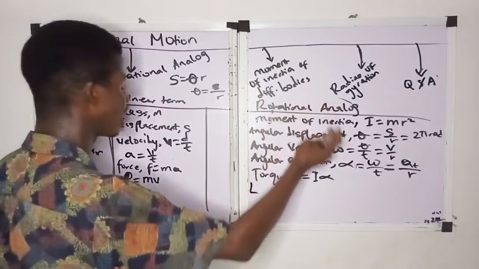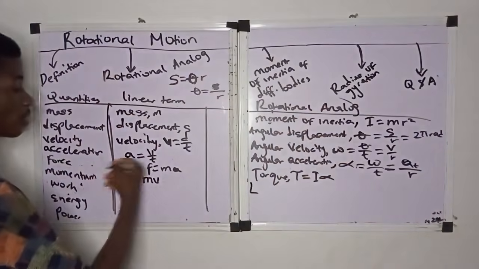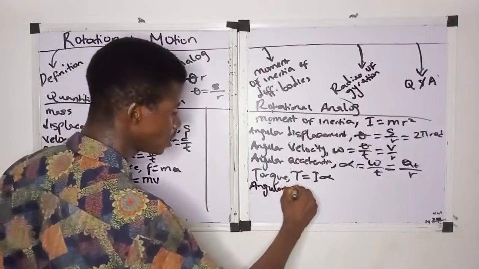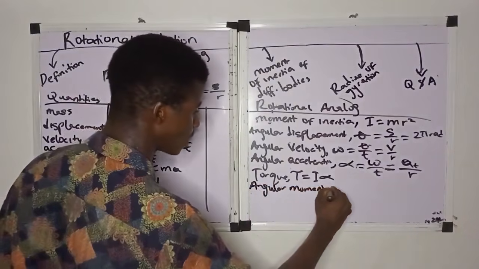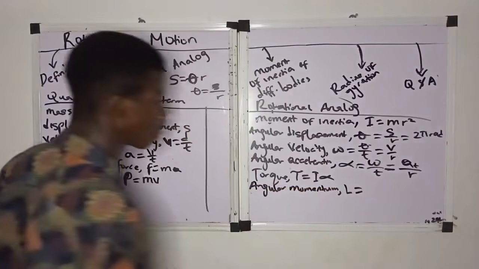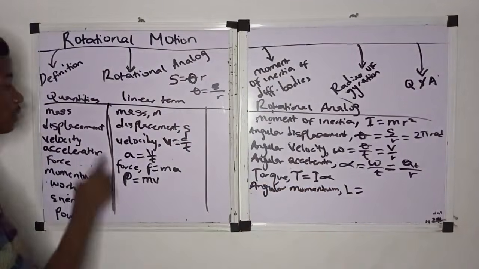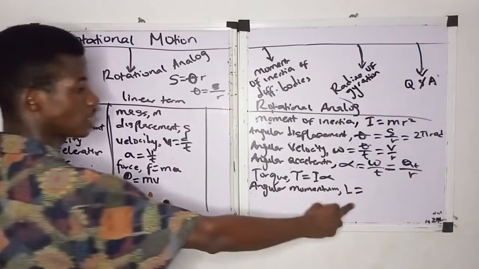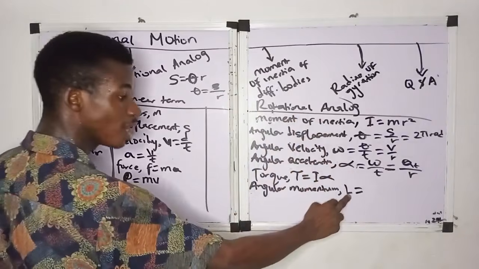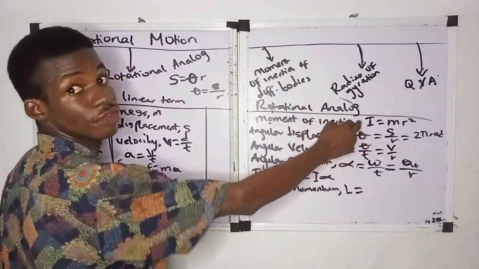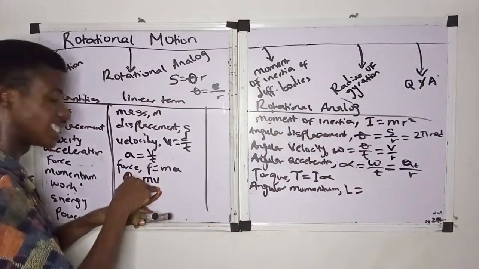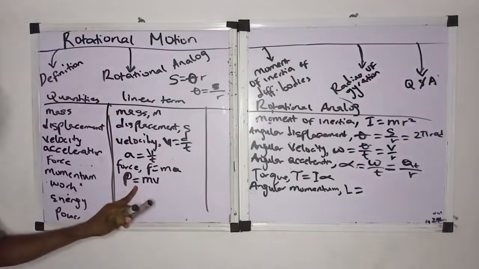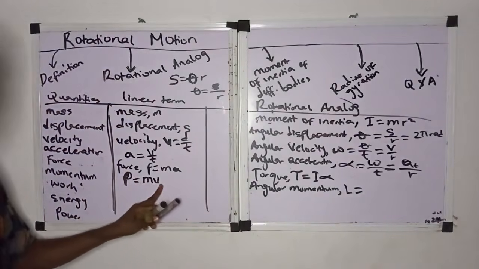The rotational analog of momentum is angular momentum, represented by L. In linear terms, momentum is equal to mass times velocity. Therefore, in rotational terms, angular momentum will be equal to moment of inertia times angular velocity.